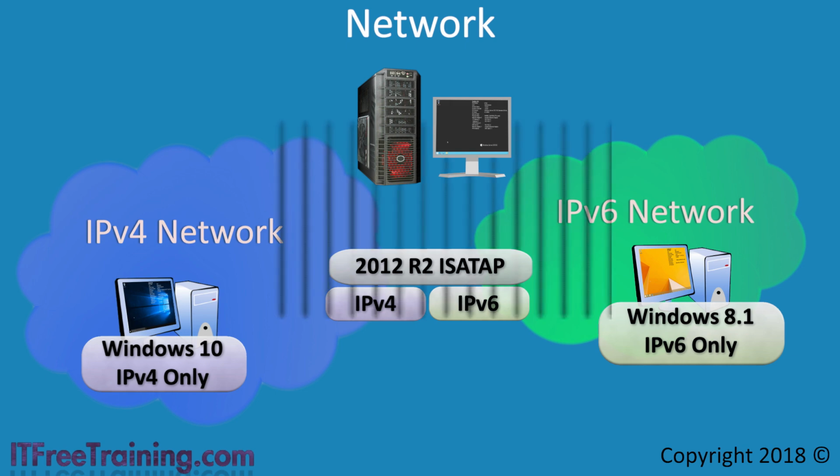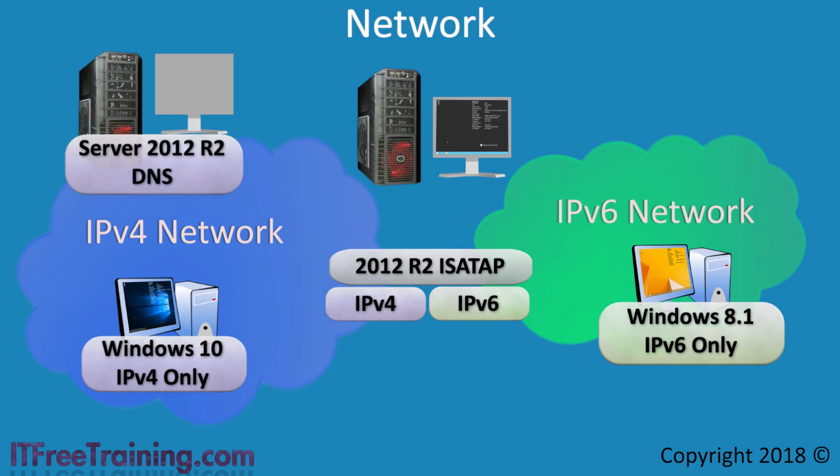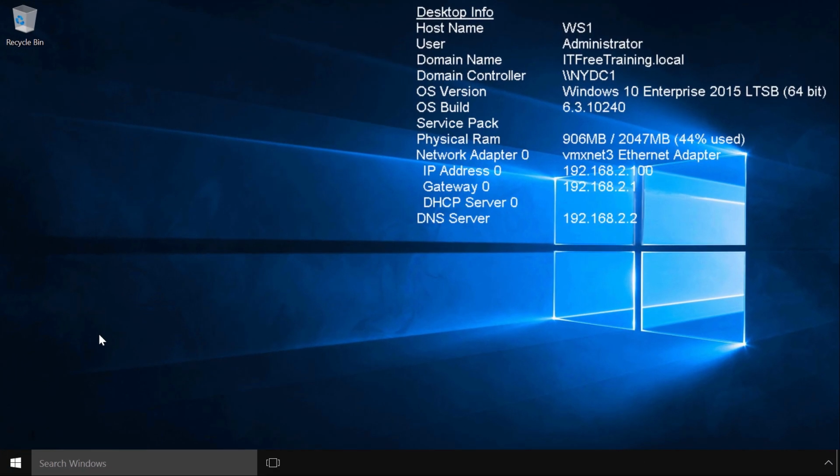To make all this work, I need one more server. This is a DNS server on the IP4 network. This allows the IP4 client to find the ISATAP router. To start with, I will have a look at how my Windows 10 computer is configured.